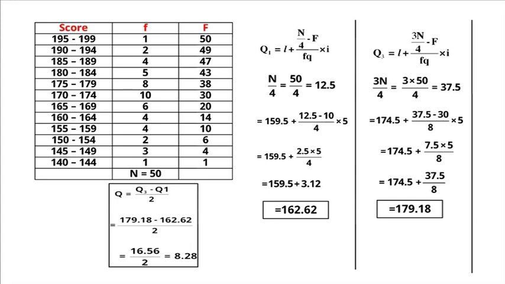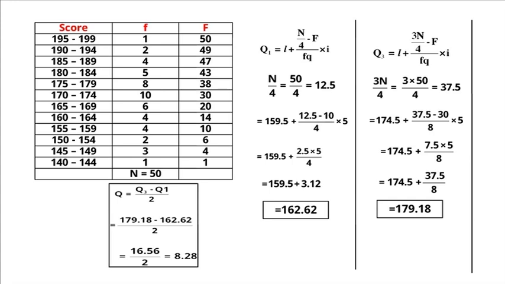So, this is 10 and FQ, the frequency of the class interval in which n by 4 is coming. So, n by 4 is coming in 160 to 164, its actual frequency is 4. So, we have put 4. Now, solve it. When you solve the second part, the value is coming 3.12. So, this is equal to 159.5 plus 3.12 and that is equal to 162.62. So, we have calculated the first quartile.